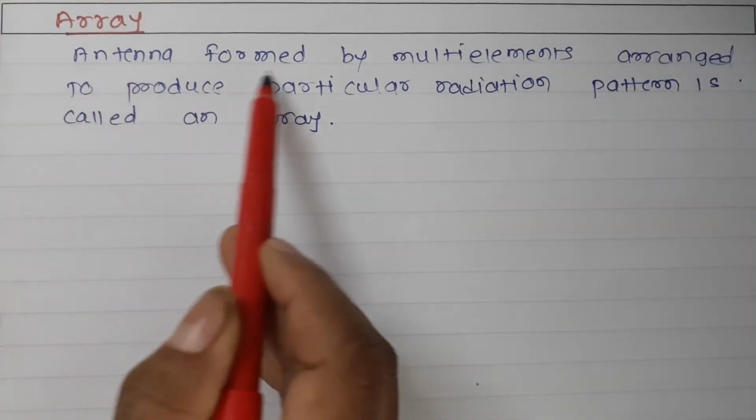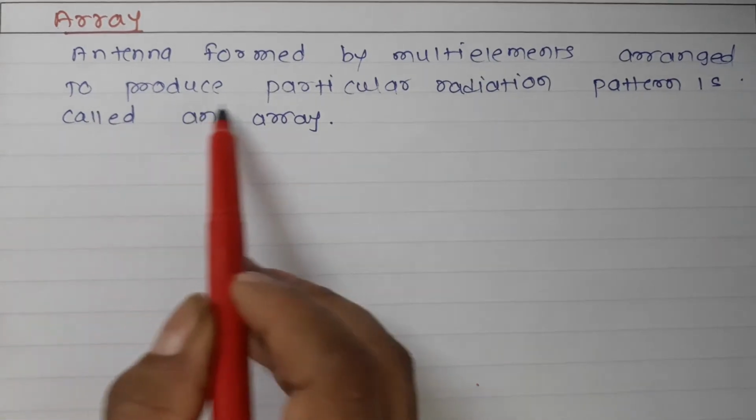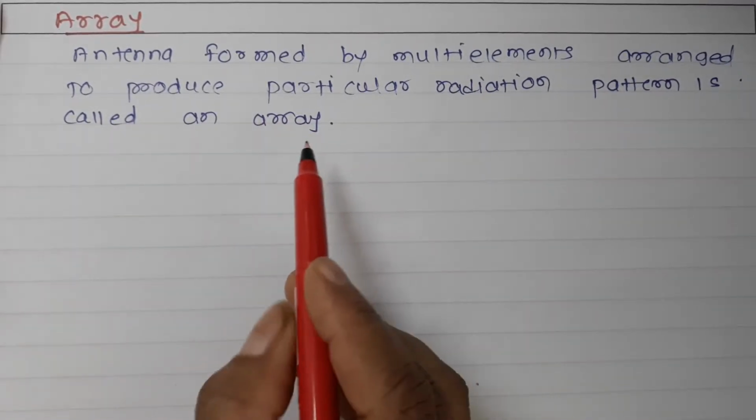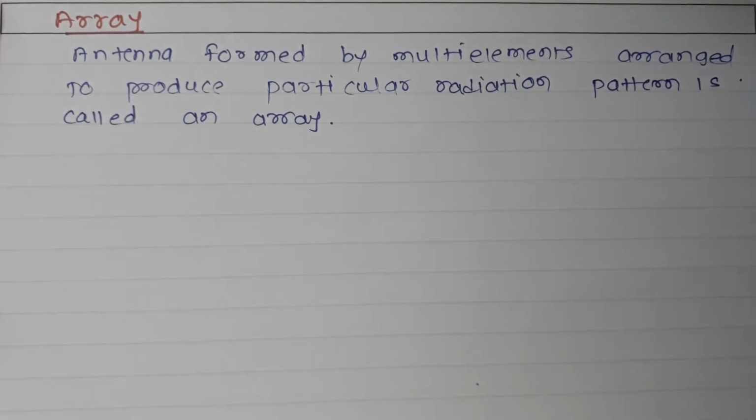An antenna formed by multiple elements arranged to produce a particular radiation pattern is called an array. Now in most cases, elements of an array are identical. This is not necessary, but this is the approach which we are going to see here. It's not actually required that you give the same input to each and every element, but in most cases it is done.